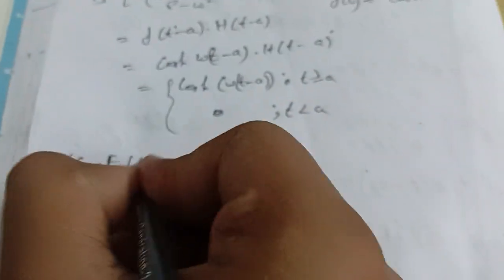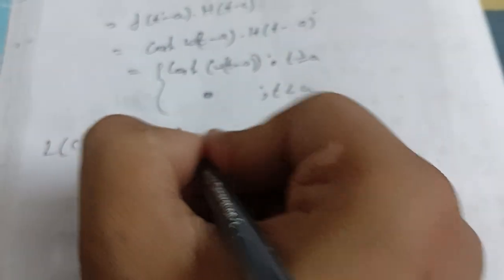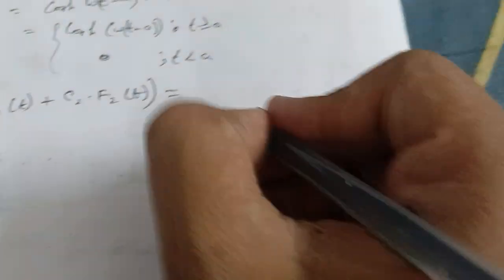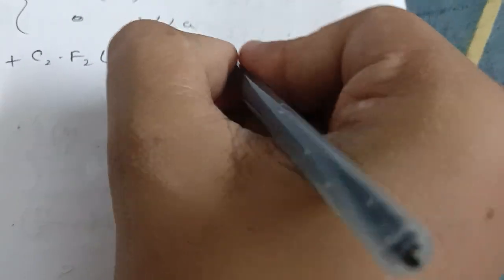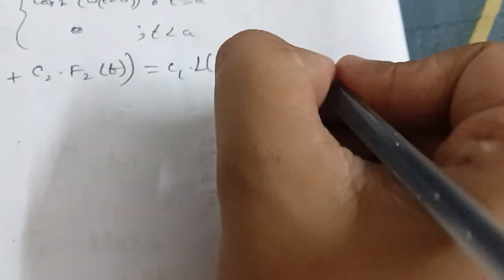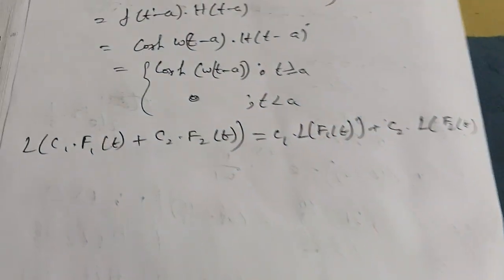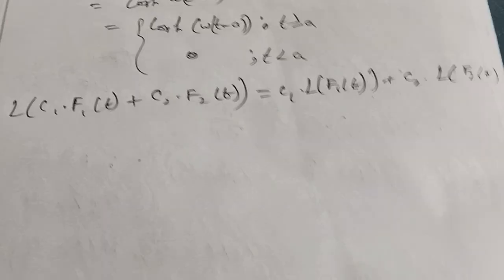We are already using it, but I am stating the formula for your sake. Laplace of c1 f1(t) plus c2 f2(t). I am telling the abbreviations. Here c1 is a constant, f1(t) is a function, c2 is another constant, f2(t) is another function. So the answer here would be c1 dot Laplace of f1(t) plus c2 dot Laplace of f2(t). And that's another one.